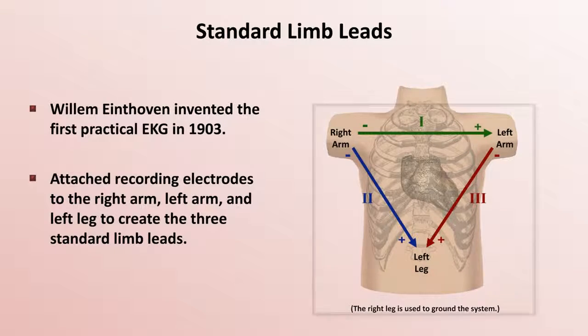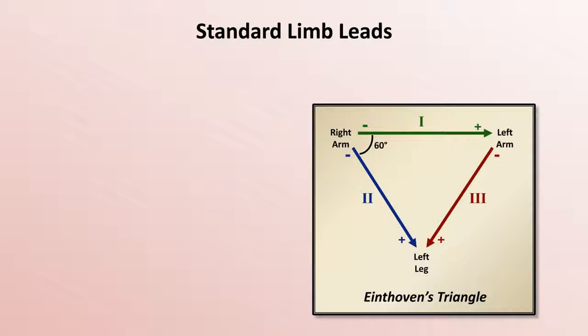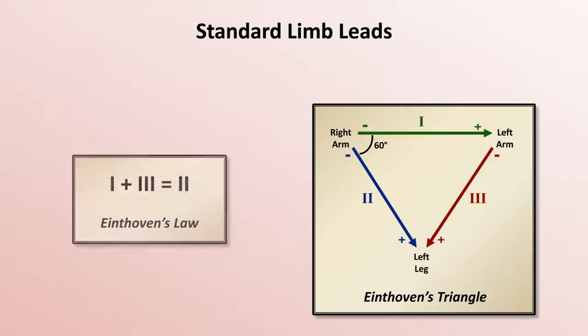In fact, this triangle is so important that it is given a specific name, Einthoven's triangle. And Einthoven's triangle demonstrates an important relationship called Einthoven's law. It is usually stated simply as lead 1 plus lead 3 equals lead 2. What this means more specifically is that at any given time, the voltage as measured by lead 1 plus the voltage as measured by lead 3 must equal the voltage as measured by lead 2.